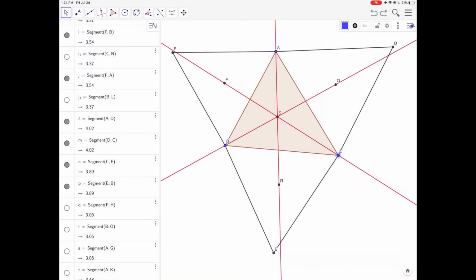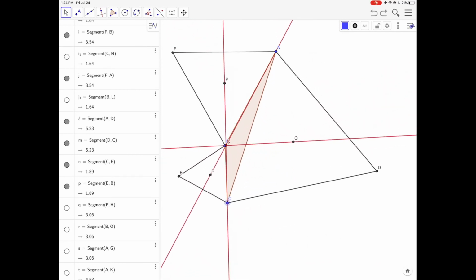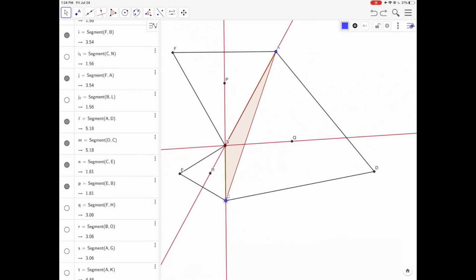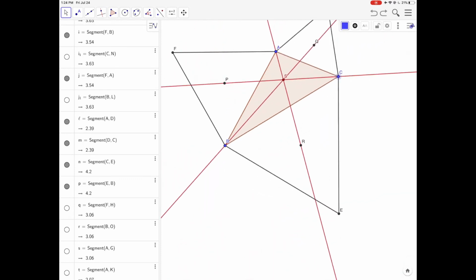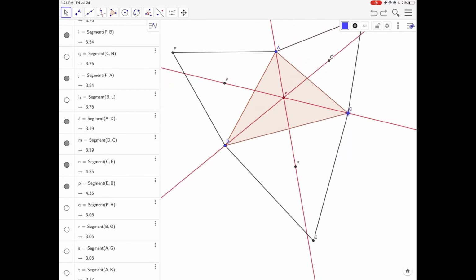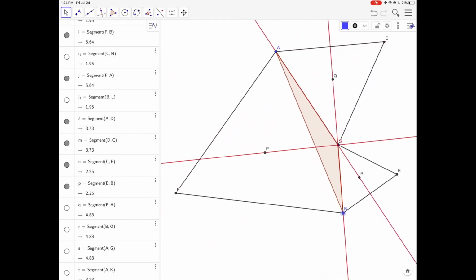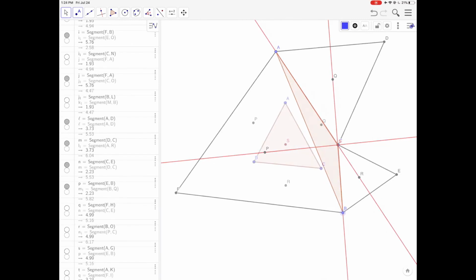For the next part, C, we will need to show if the Napoleon point can equal one of the vertices. So here, we can move C around and try to get it to equal B, and we see that it can. Same thing for A, if we move C this way, it can, and if we were to take B and try to get it to equal C, we show that it can.